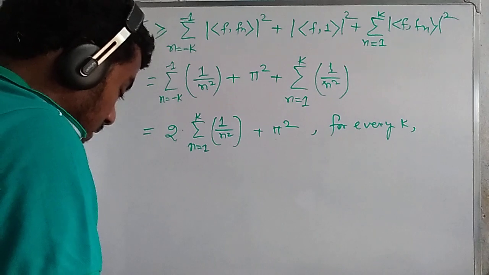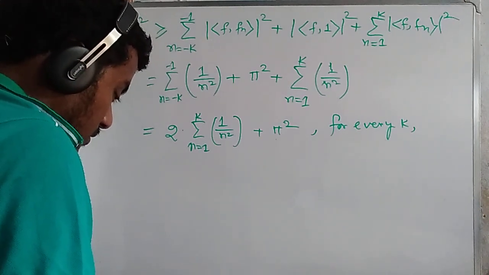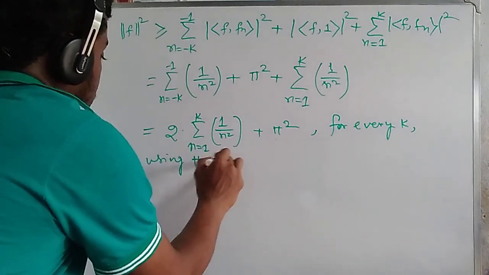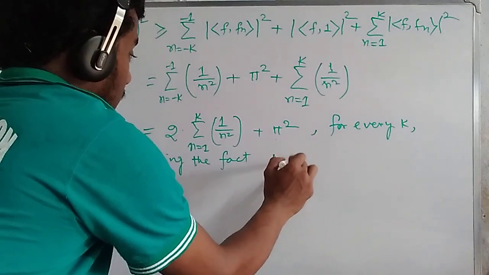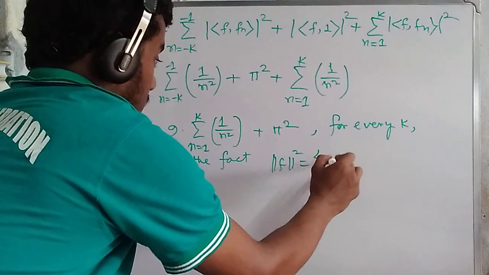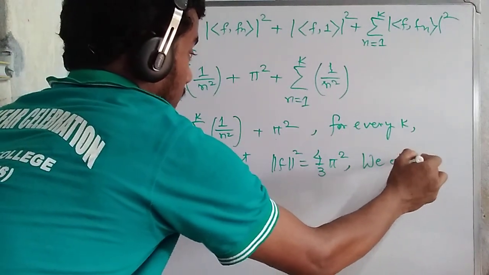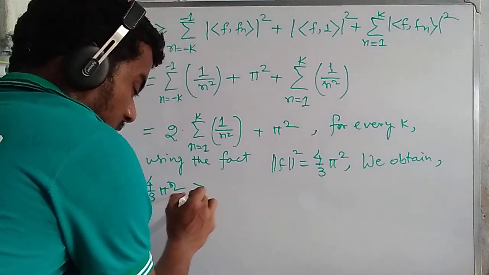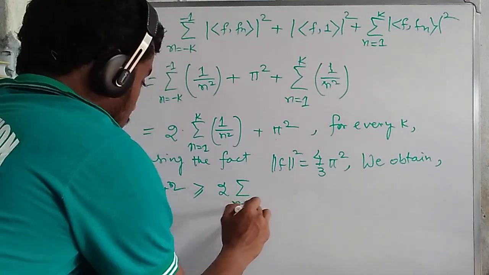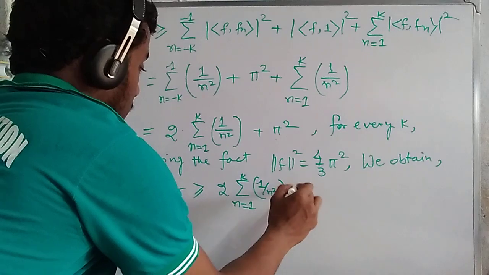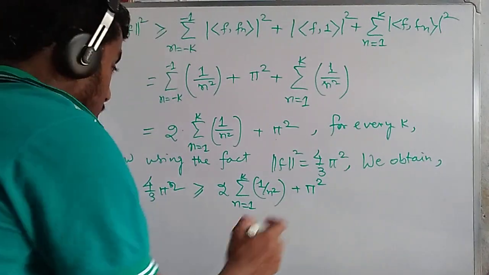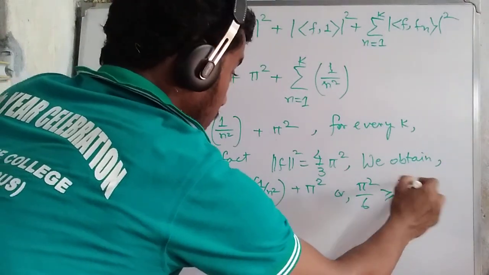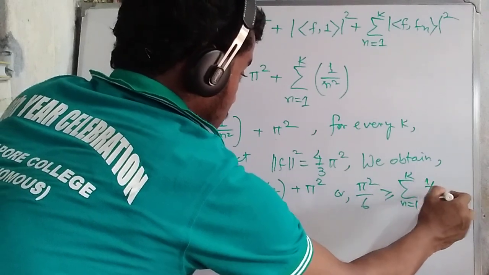Then, using the fact that norm of f squared equals 4 by 3 pi squared, we obtain 4 by 3 pi squared greater than or equal to 2 times the sum n equal to 1 to k of 1 by n squared, plus pi squared. Or pi squared by 6 is greater than or equal to the sum n equal to 1 to k of 1 by n squared.